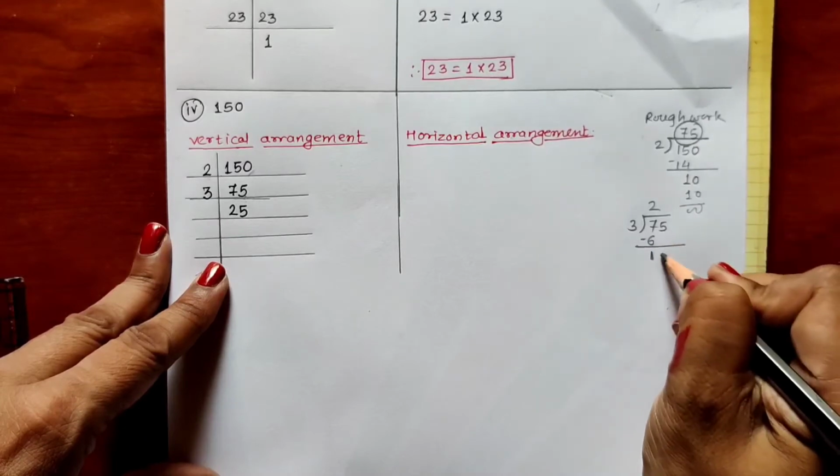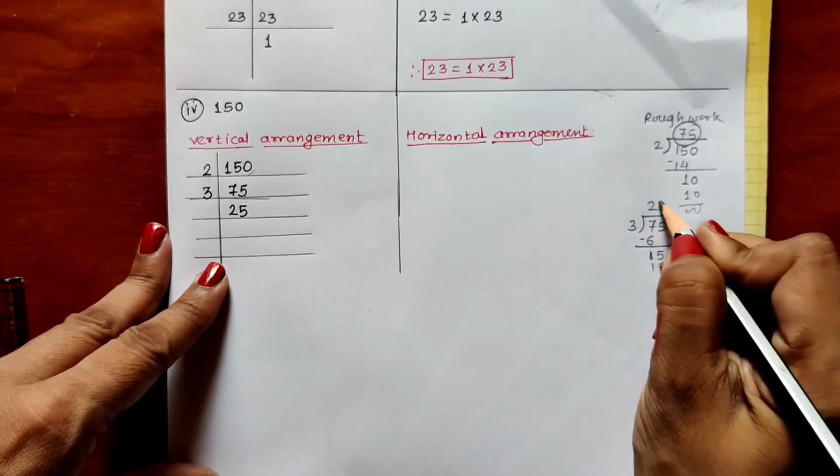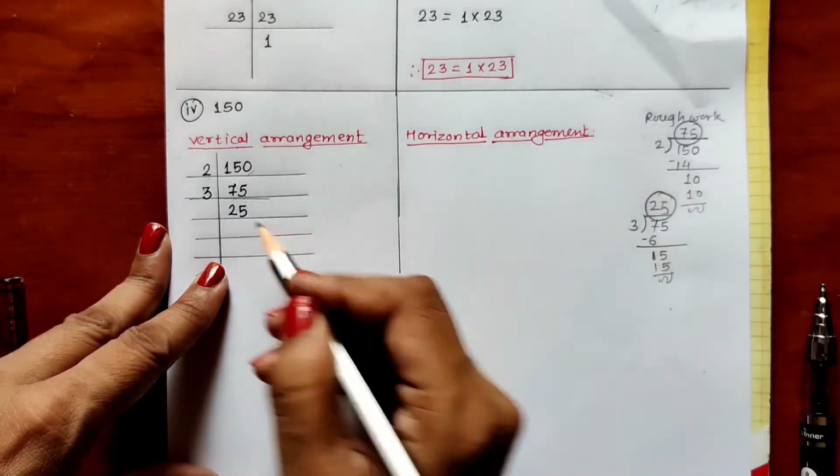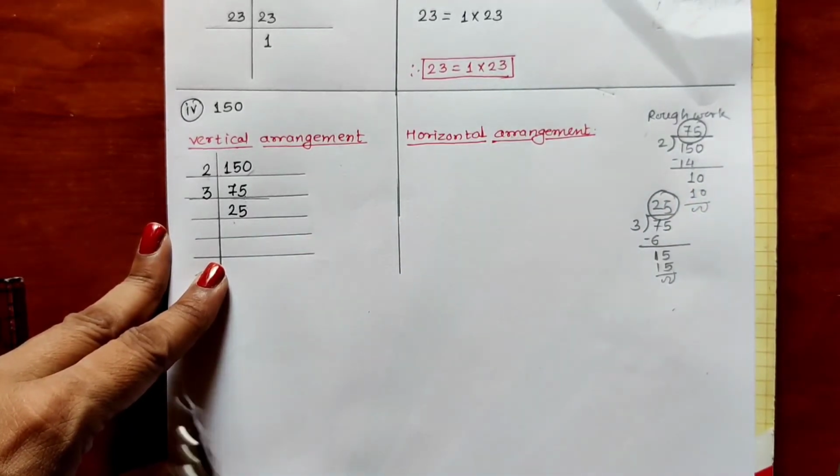1 remaining. This 5 15. 3 5s are 15, and this 25 is the second factor which should be written here. So in this way you can find it out.